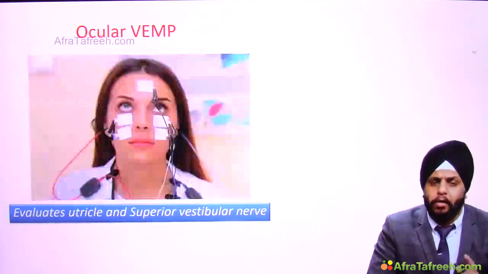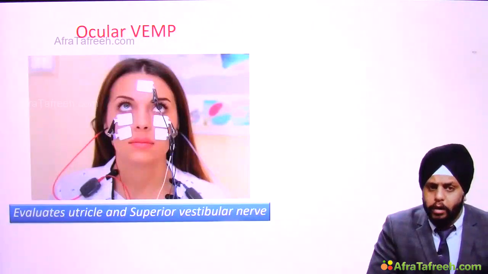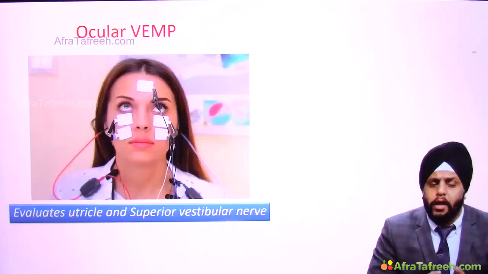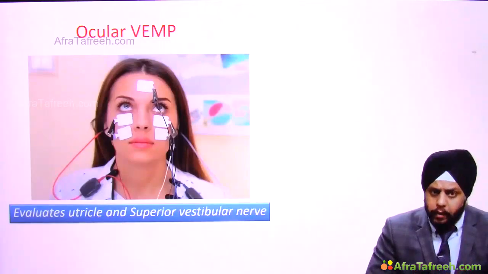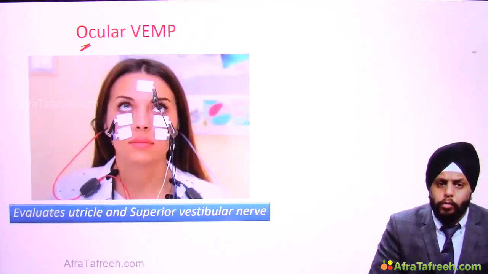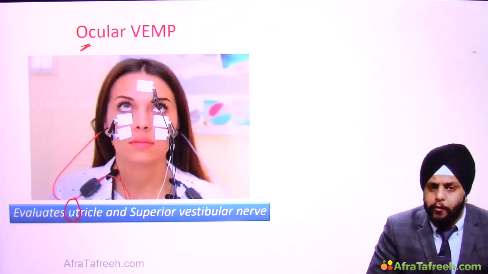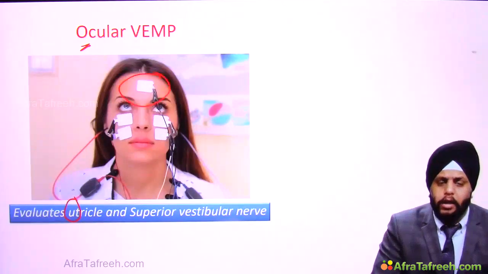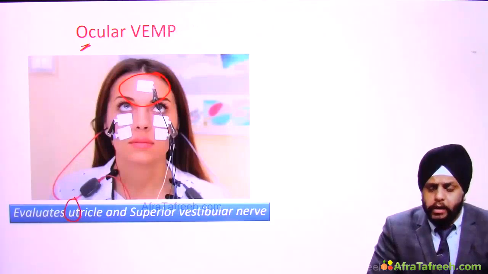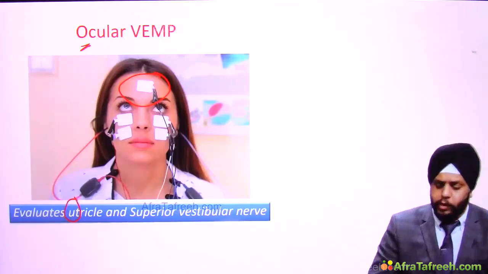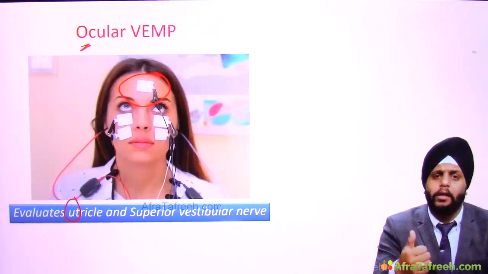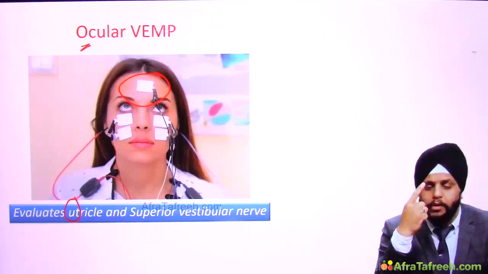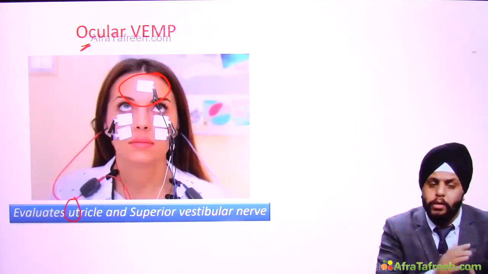Okay, and then we have the ocular VEMP. So now you give a sound stimulus and you check for the change in myogenic potential around the eye, orbicularis oculi. So now you see O is a vowel and U over here is also a vowel. So ocular VEMP evaluates utricle, and this is above the level of ear. You can see the electrodes are placed above the level of ear. So it evaluates superior vestibular nerve. So you should remember, cervical VEMP evaluates the saccule, SCM, saccule and inferior vestibular nerve. Ocular VEMP evaluates your utricle and superior vestibular nerve.